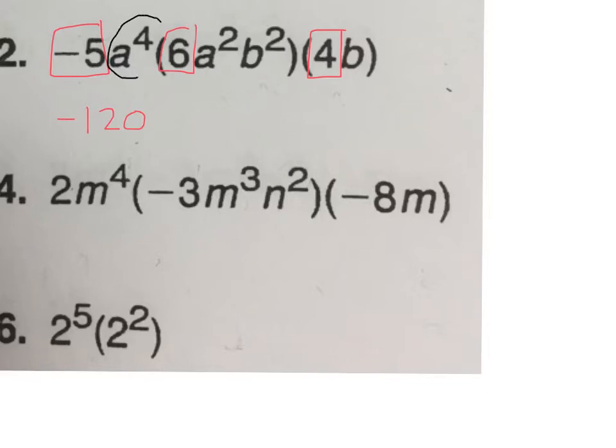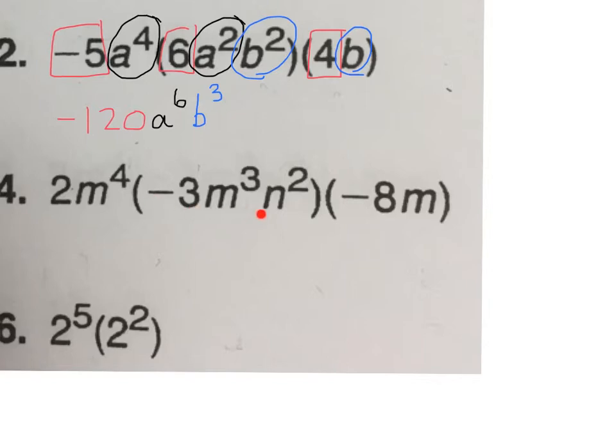And then I'm going to multiply the a's. So a to the 4th times a to the 2nd is? A to the 6th, very good. And then b squared times b is b to the 3rd, very good. So that's the right answer on that first one. Let's look at the second one.